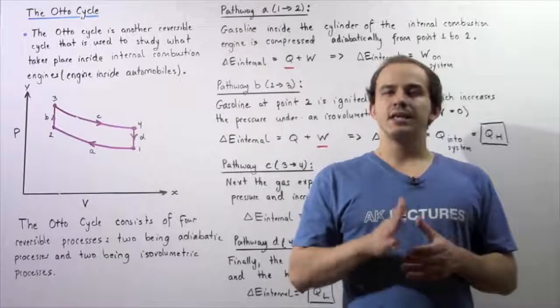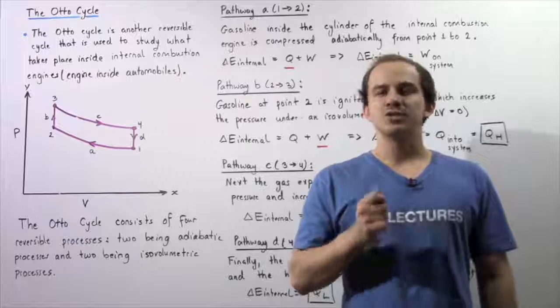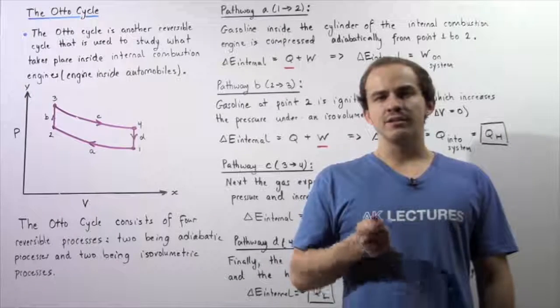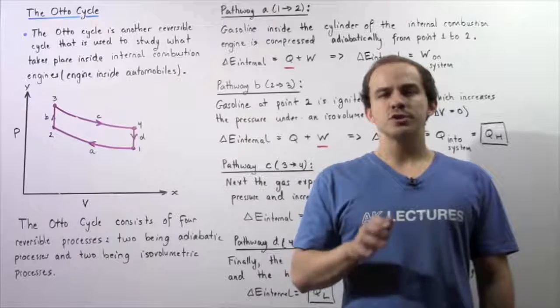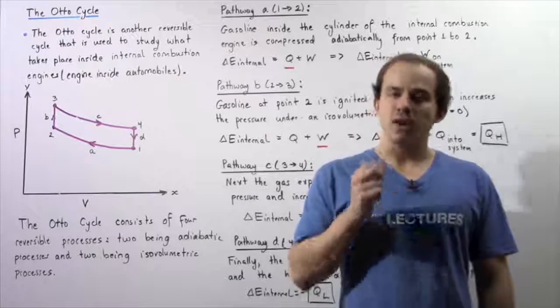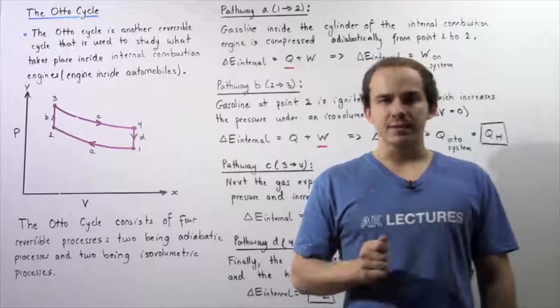So let's discuss yet another example of a reversible cycle known as the Otto cycle. Now, just like the Carnot cycle, the Otto cycle consists of 4 reversible processes. 2 of those processes are isochoric and 2 of those processes are adiabatic.